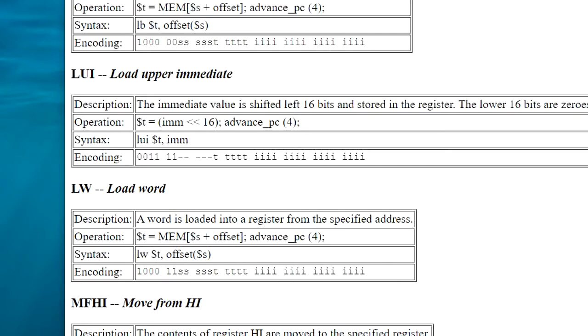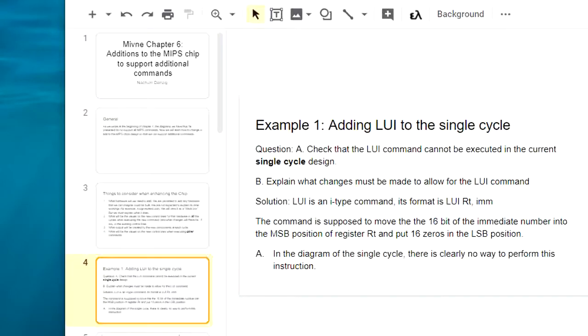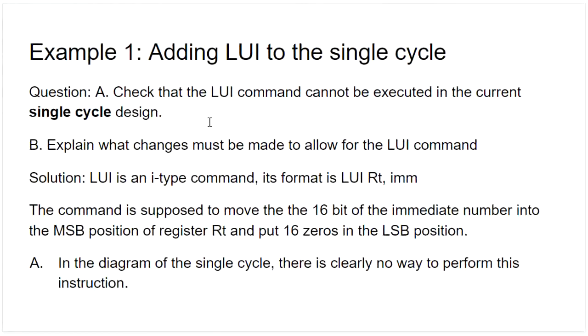So now that we've got that clear, let's go back to our slide, and let's see it written in black and white in English. First of all, it says, check that the LUI command cannot be executed in the current single cycle. That's the first thing we've got to do. And then explain what changes must be made to allow for the LUI command.